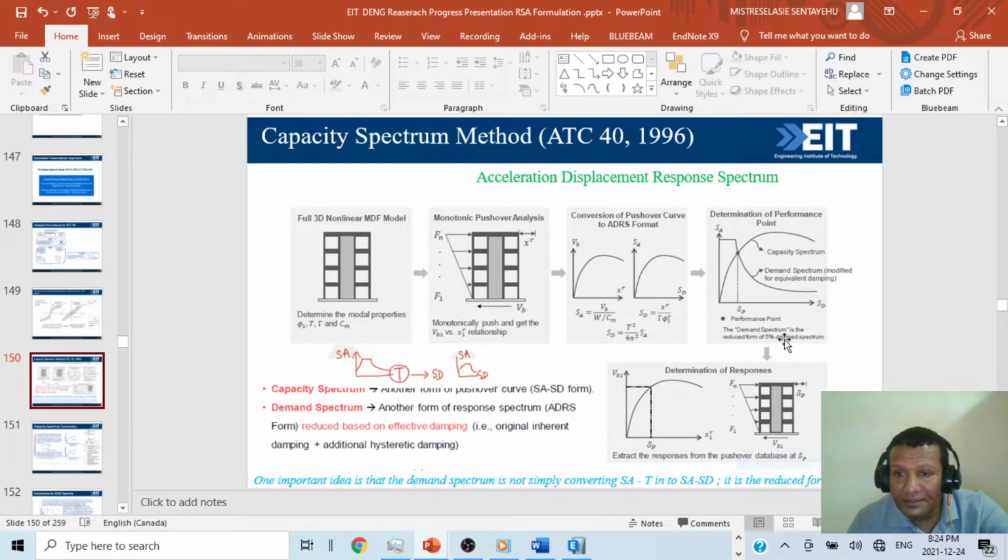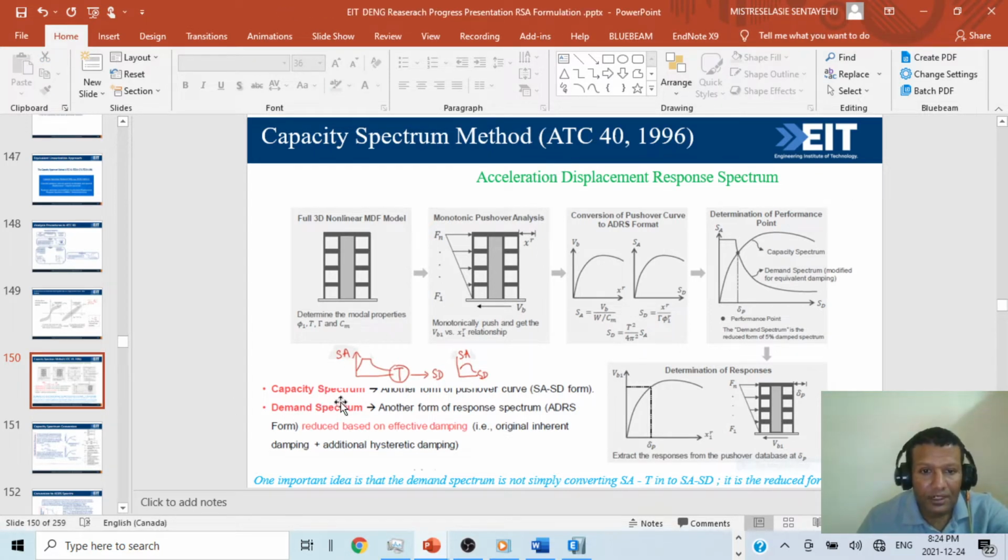So the demand spectrum is the reduced form of the 5% damping spectrum. Once we change it into spectral acceleration versus spectral displacement, then we have to reduce it. We will discuss that later. Once we find this performance point, then for the determination of response, we extract the responses from the pushover database for this point. Once we know this point, we come to our curve and find the base shear. Once we know the base shear, then we know the response for our building.